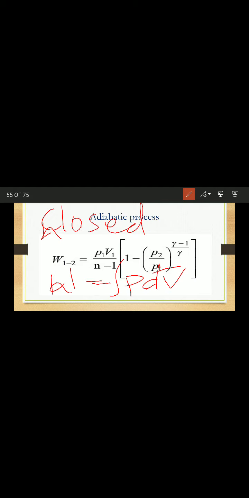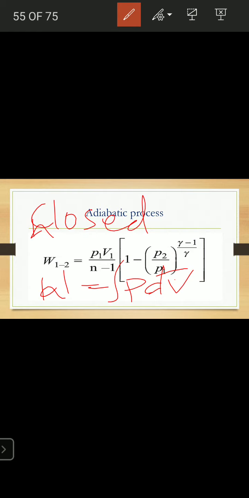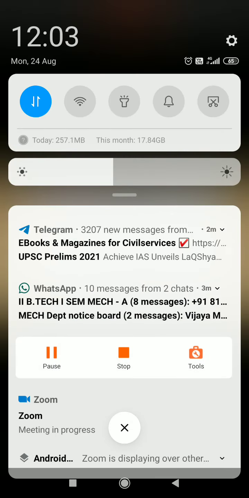So how many types are there? Constant pressure process, constant volume process, constant temperature process, polytropic process, adiabatic process. Clear now? How many are there total? One by one I will ask you again. Clear now everyone? Any doubt in this?